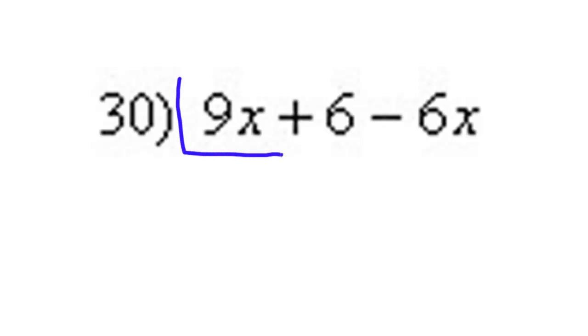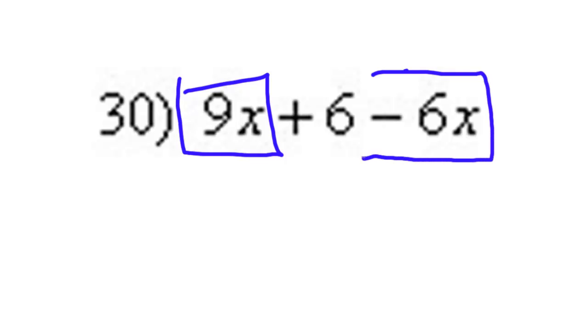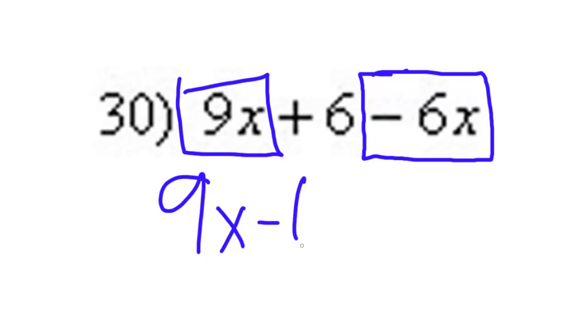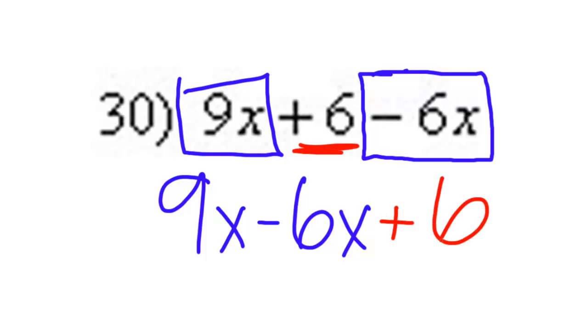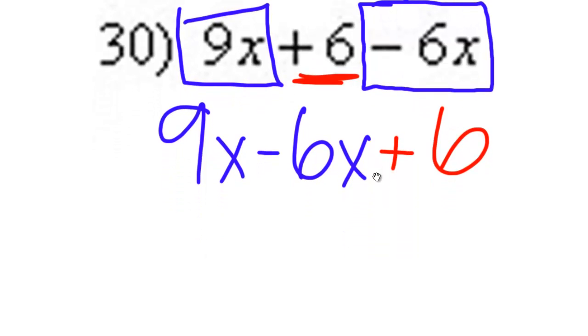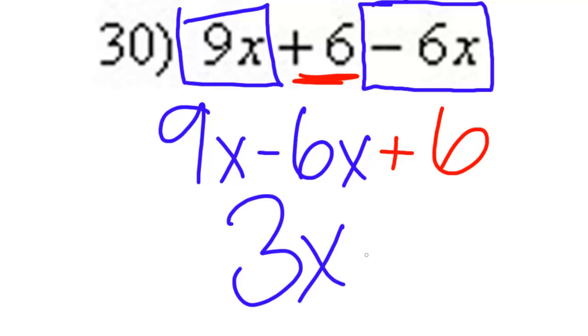I'm going to put a square around this variable, and I want to make sure that I get the negative in front of this 6x, because that's really crucial. That defines what this integer is. So now I'm going to rewrite it, 9x minus 6x. And then all we've got left here is this 6 by itself, this constant. We have nothing to add that to. So 9x minus 6x is 3x plus 6. That's it. We cannot simplify any further.